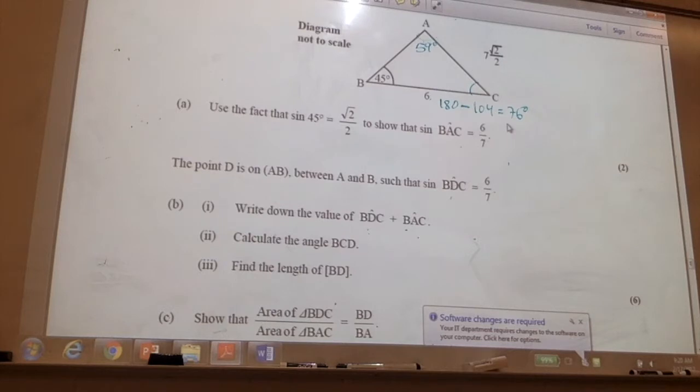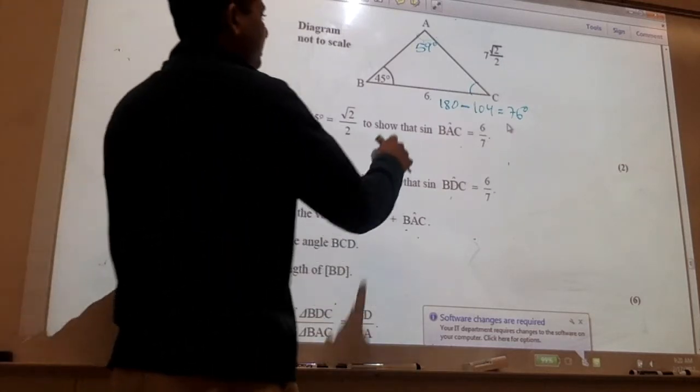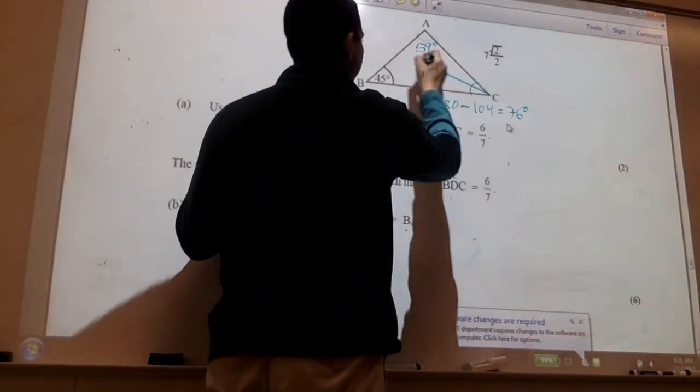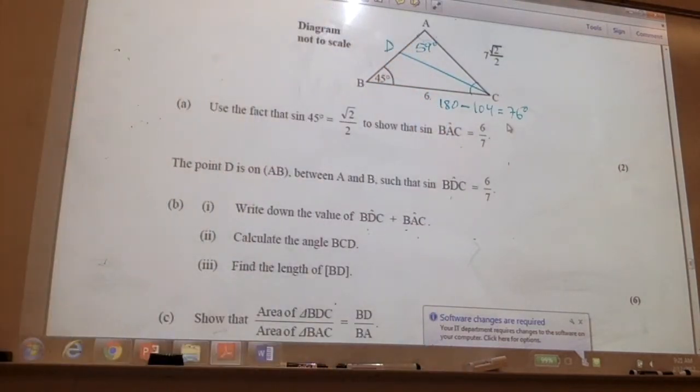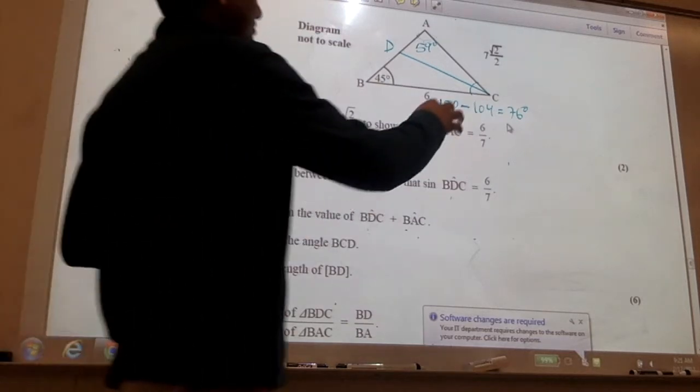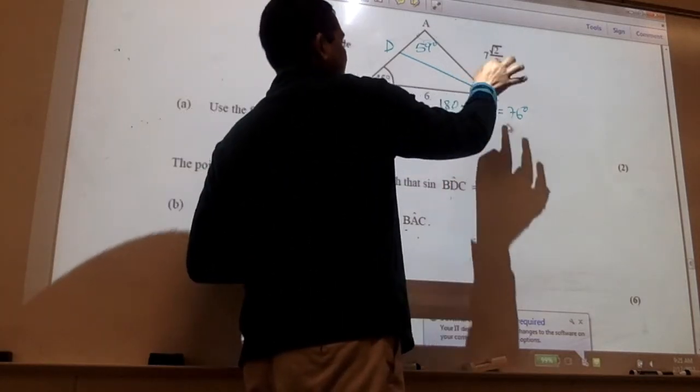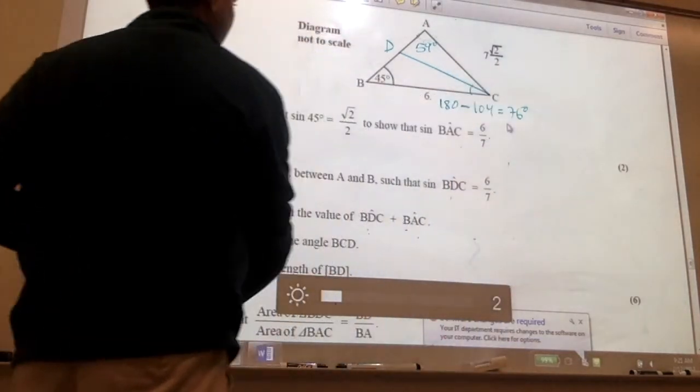So find the length of BD. We're talking about this one. Wait, sorry, for double lines? Yeah, CD. Oh, my bad, I was seeing the wrong thing. So you have to find this one.